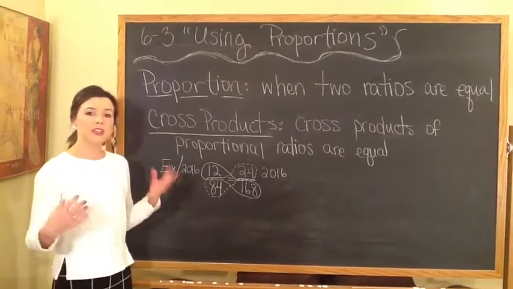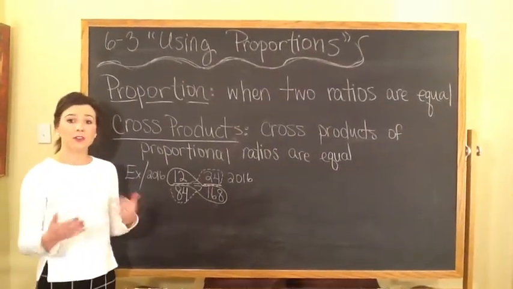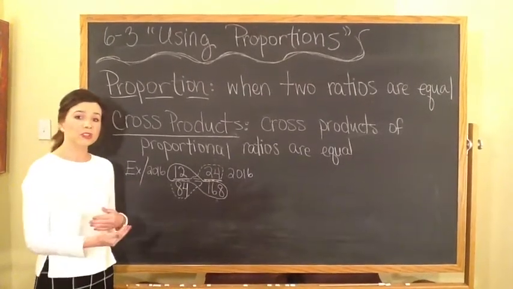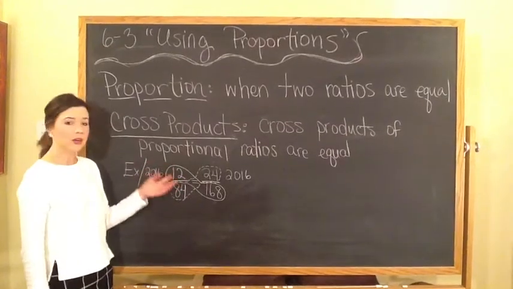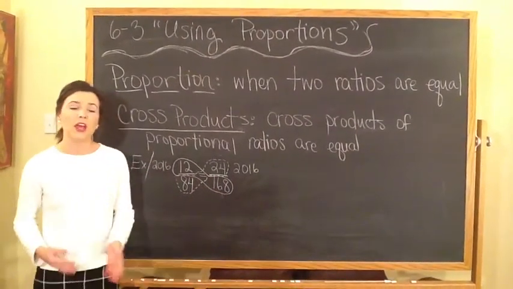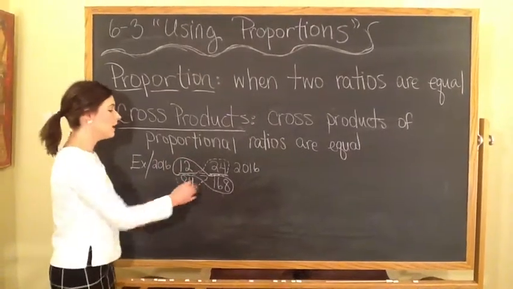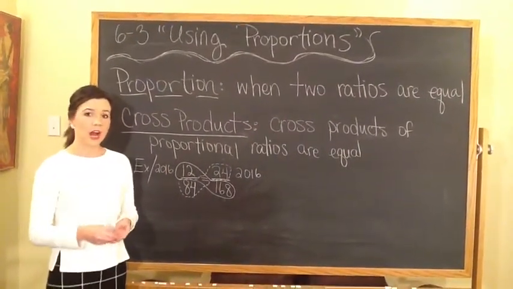So let's go ahead and try to use this cross product method to figure out if different equations are proportional and to solve for different missing variables. Sometimes the numerator is going to be a variable, sometimes the denominator is going to be a variable, and we can use the cross product method to figure out what that missing variable is.